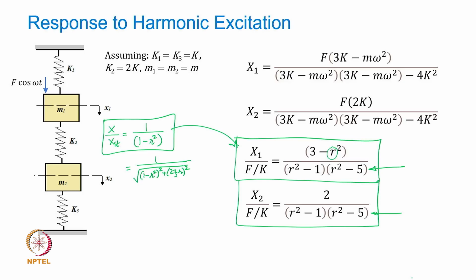Okay, moving on, let's now plot this x1 by f by k as a function of the frequency ratio. This r is called the forced frequency ratio.